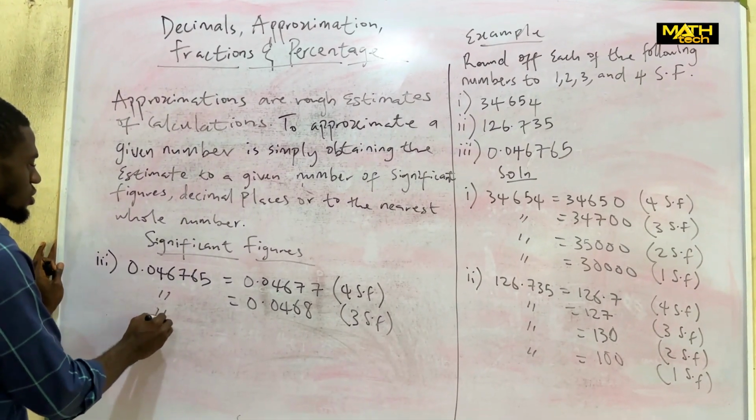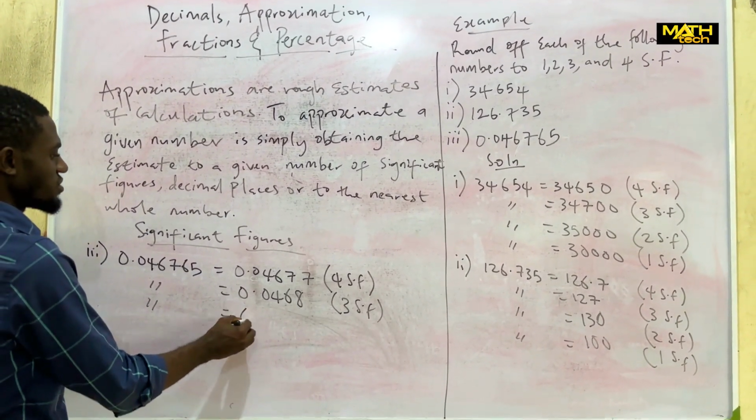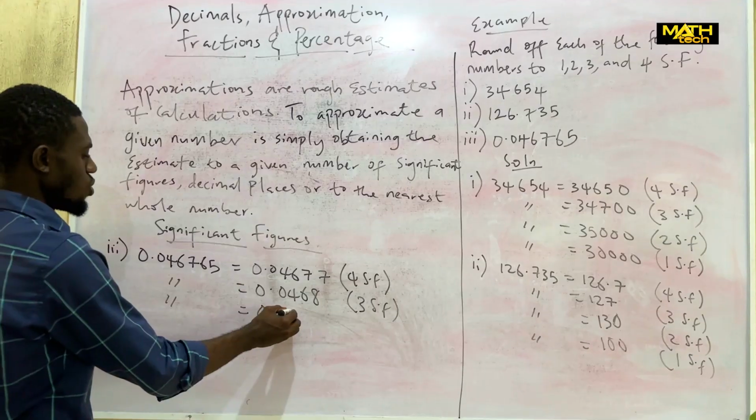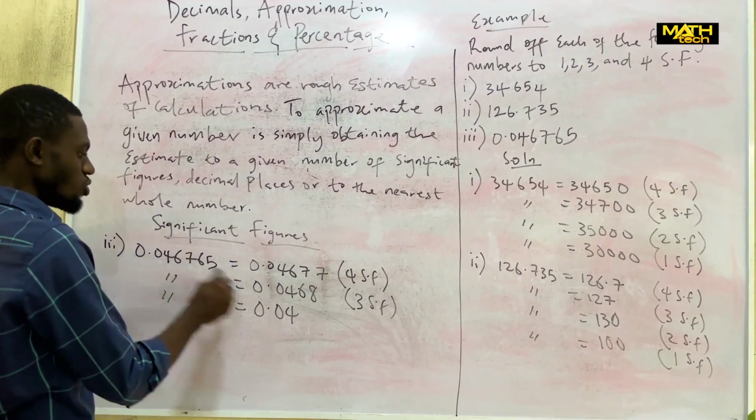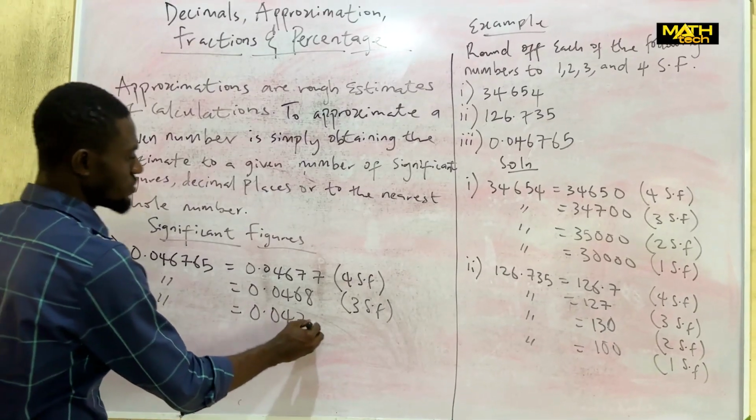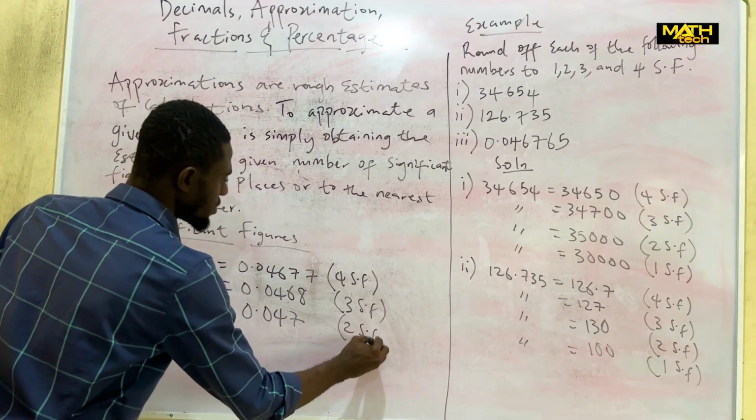And for the 2 significant figure, we have 0.046. The next value here is 7. So round it up, add 1 here, we have what? 7. We have 2 significant figure.